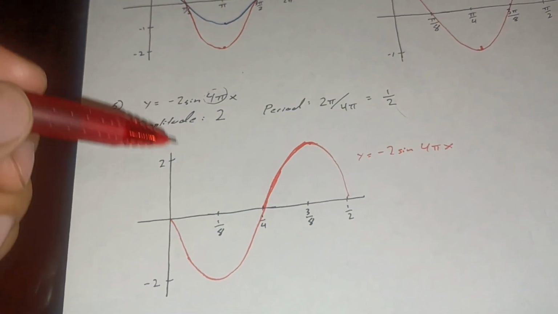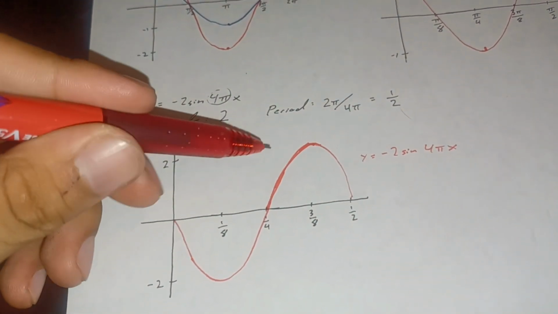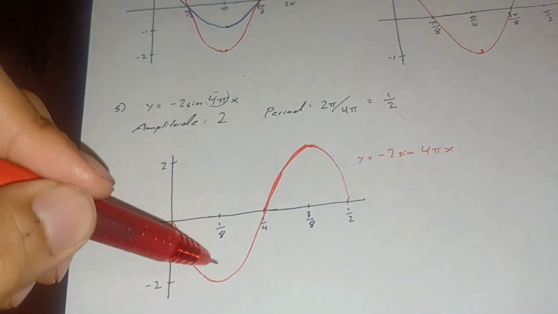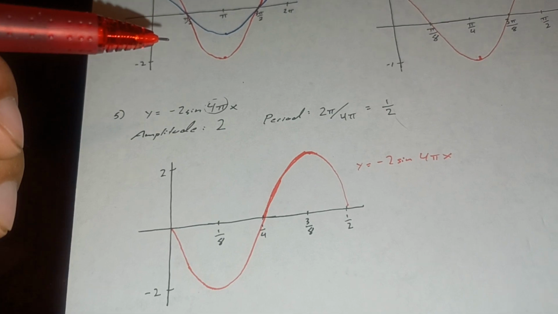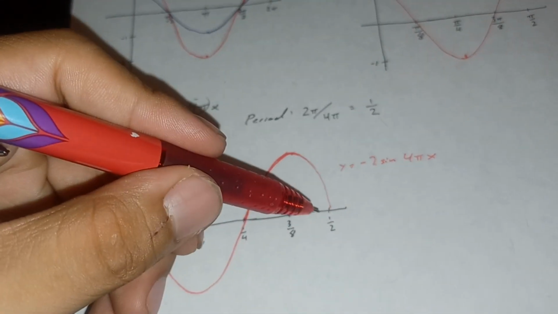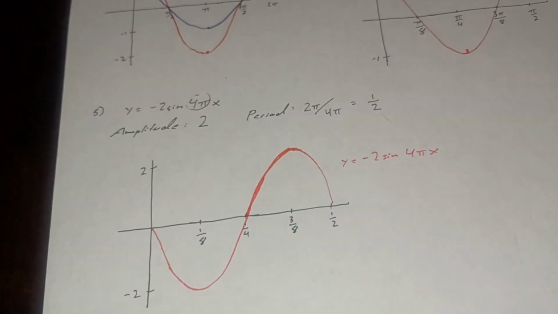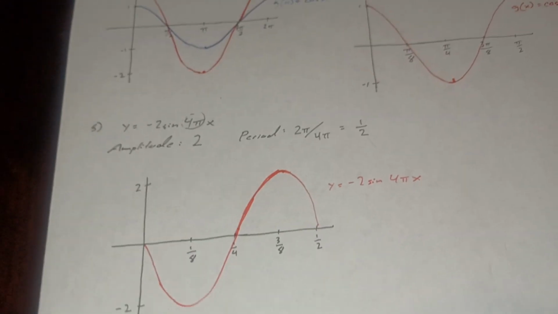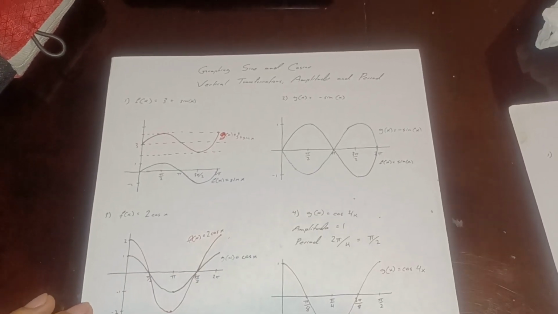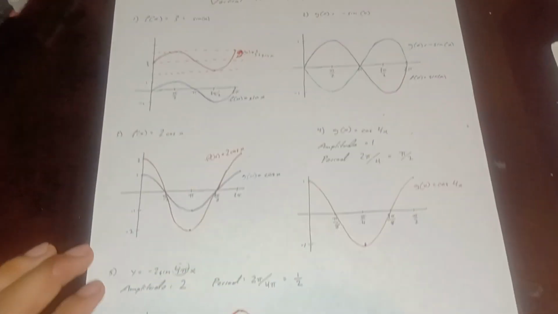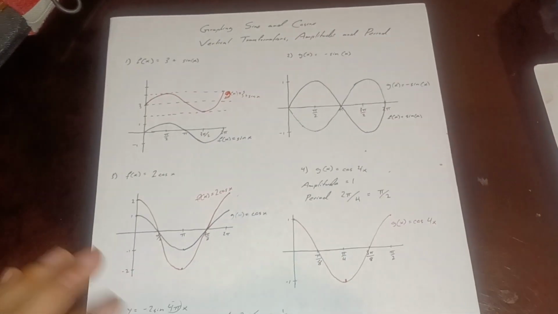We got a 2, which is amplitude of 2, stretches all the way up to positive 2, and then all the way down to negative 2. We have our period of 1/2, goes all the way to 1/2, ends at 1/2. So that's basically it on this part of graphing sine and cosine functions, basically vertical transformations, amplitude and period. That's all I'm going to talk about today. So these are just some basic examples, and yeah, that's it.